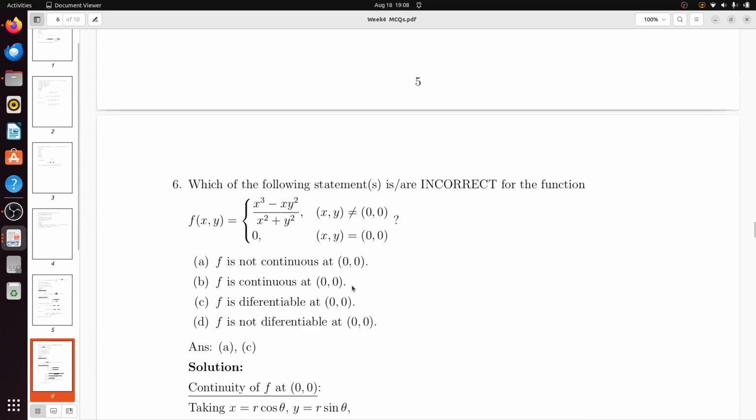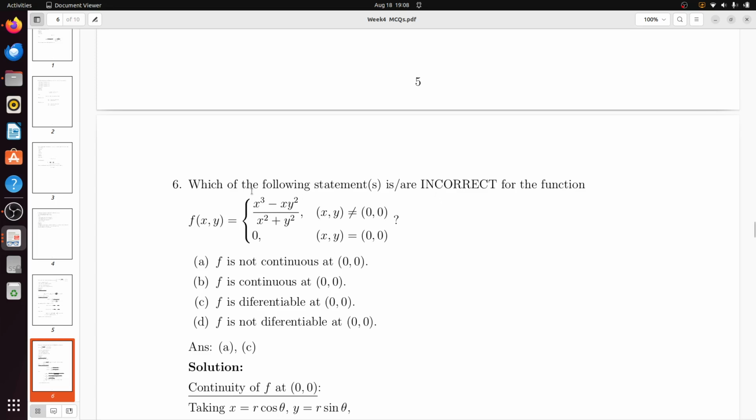Next we move to this problem. Which of the following statements are incorrect for the function f(x,y) equal to (x cube minus x y square) in the numerator divided by x square plus y square, where (x,y) is not equal to (0,0), and f(x,y) equals 0 where (x,y) equals (0,0). The options are: f is not continuous at (0,0), f is continuous at (0,0), f is differentiable at (0,0), f is not differentiable at (0,0). So which are actually incorrect?